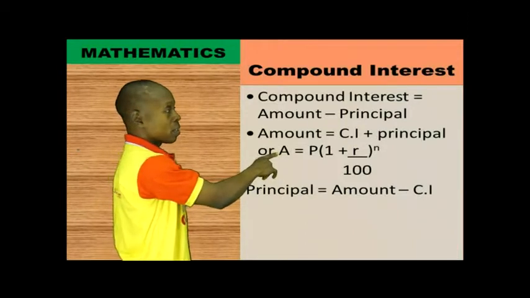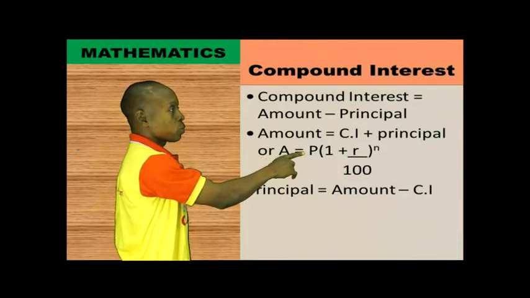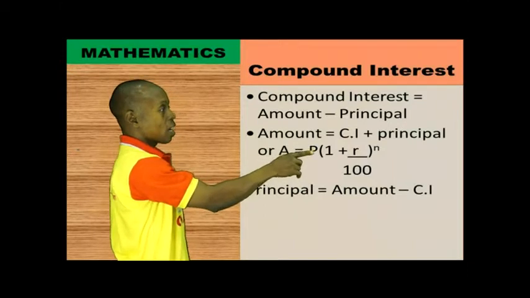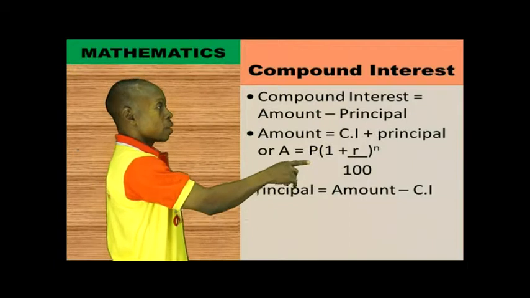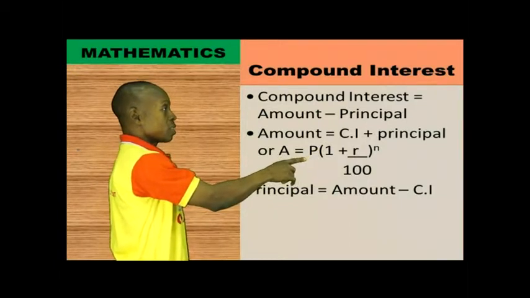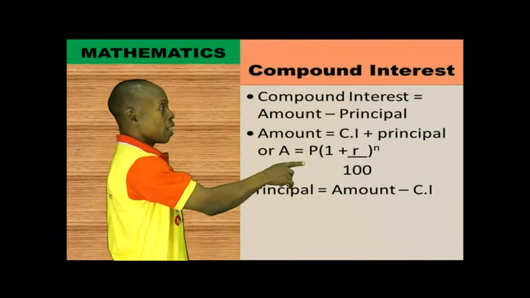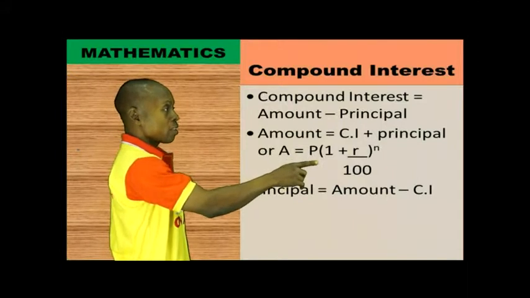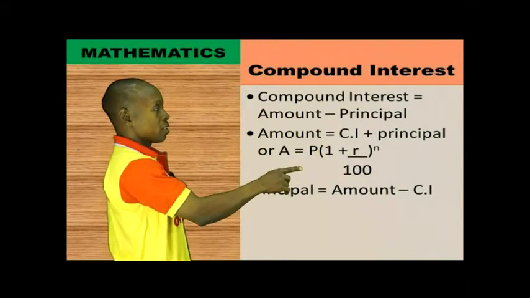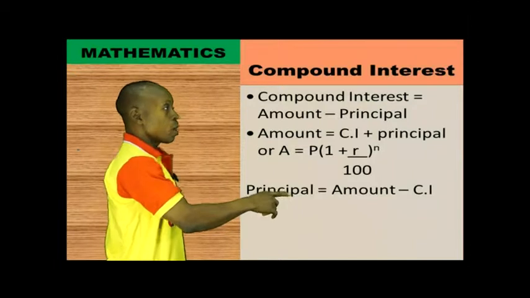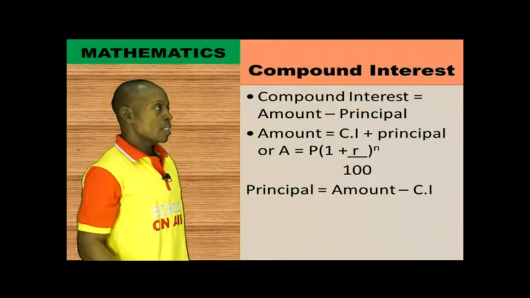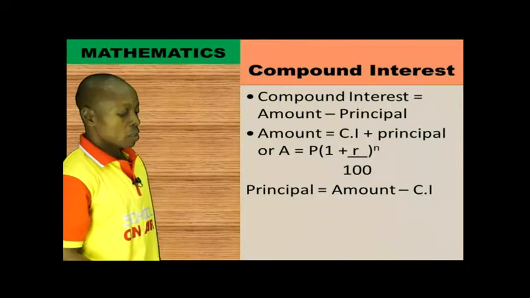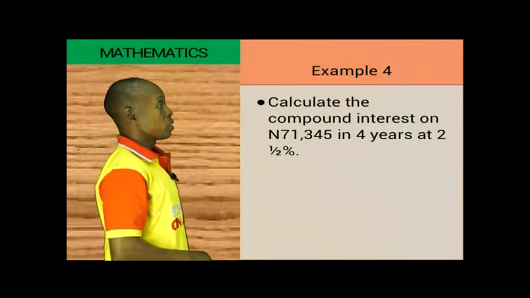There is a formula for compound amount. The amount is equal to principal into bracket 1 plus rate over 100, raised to power n, where P represents the principal, A the amount, R the rate, and N the number of years. So principal is equal to amount minus compound interest. Let's look at the examples on this.